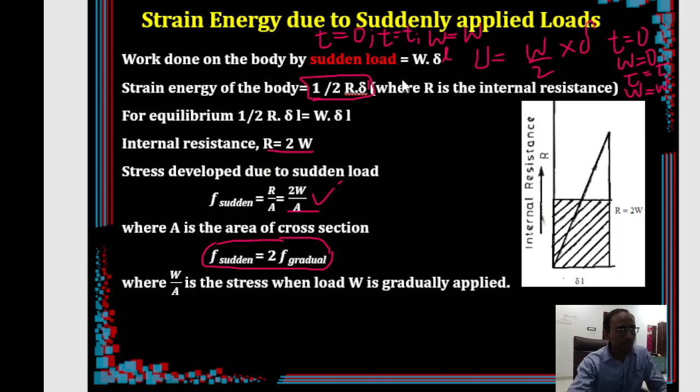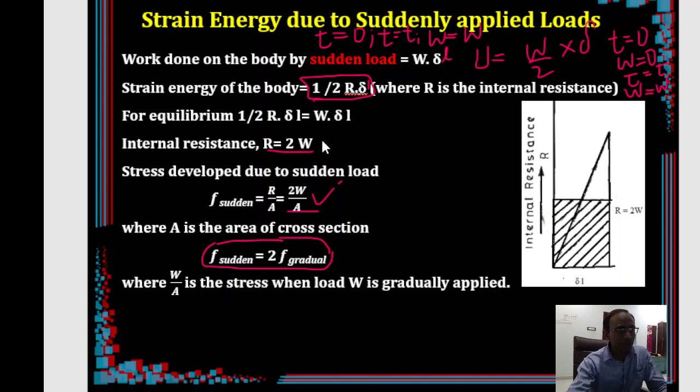So I am concluding here about the differentiation. What were the similarities and differences we can find? When you apply a gradually applied load, the deformation takes place gradually, and when you apply a suddenly applied load, the deformation also happens suddenly. But for both cases, the internal resistance development will always be gradual only, right?